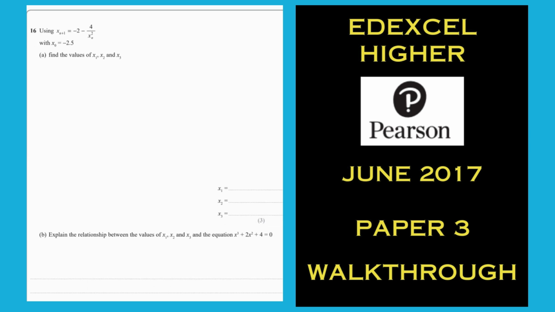Number 16, iteration. Don't forget, folks, use the ANS button on your calculator and it will save you a heck of a lot of time. So to get the first, so minus 2, take away 4 over the minus 2.5 squared. Stick that in your calc. You get a pretty normal looking minus 2.64. It won't be so normal on the next ones.